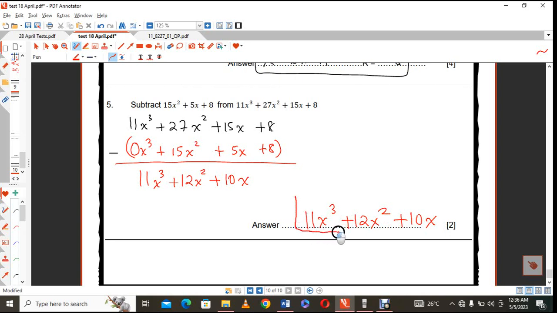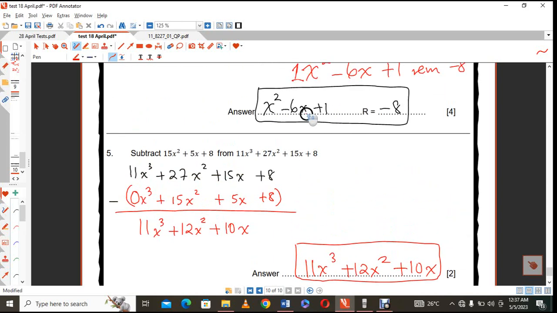Okay, so I was adding and subtracting it sort of vertically. You could have done it horizontally, but you should still arrive at the same answer.